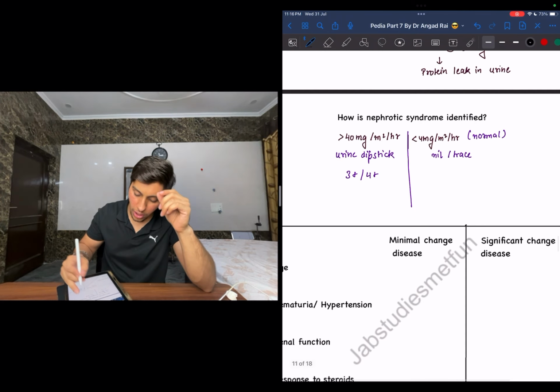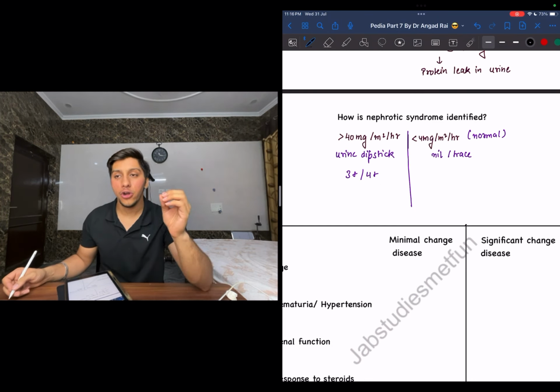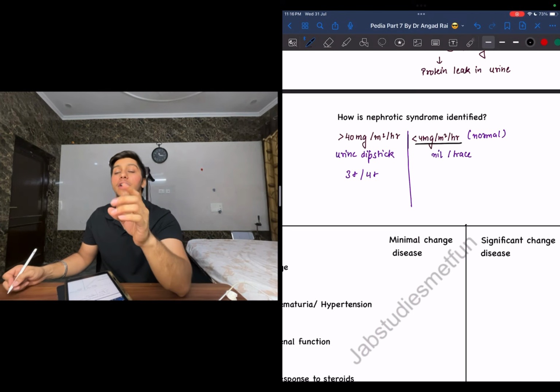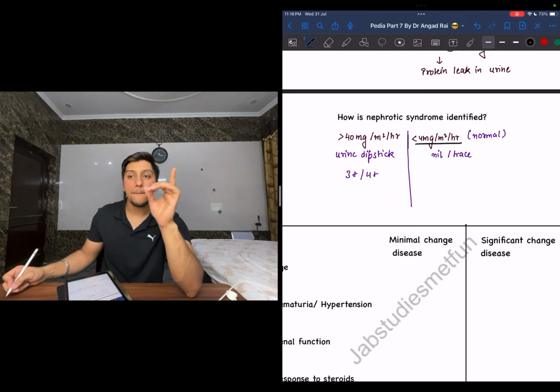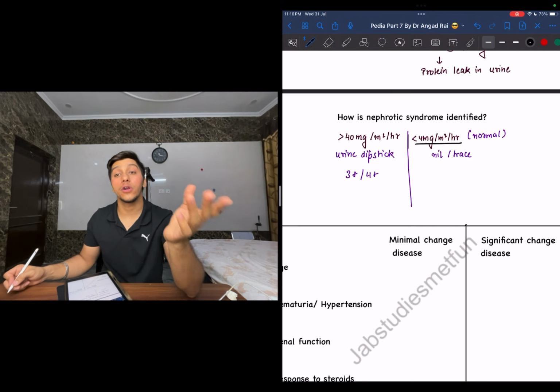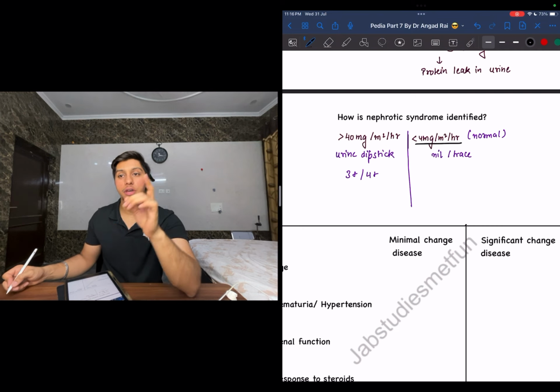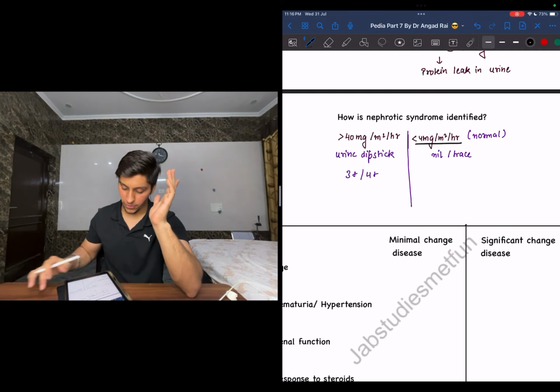They will ask you, how do you define nephrotic syndrome? Normally, guys, there is less than 4 milligram per meter square per hour of protein in the urine. But in case of massive proteinuria, it will be around 10 times more, that is 40 milligram per meter square per hour. In urine dipstick test, you will have a 3+ or 4+ sign. Okay.